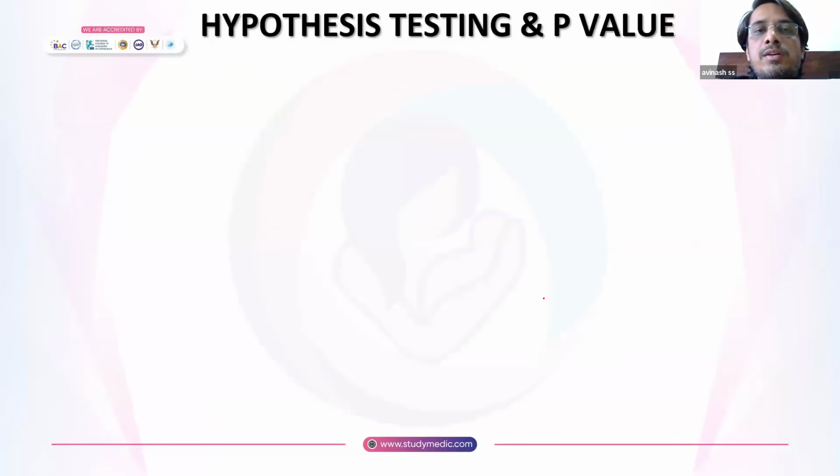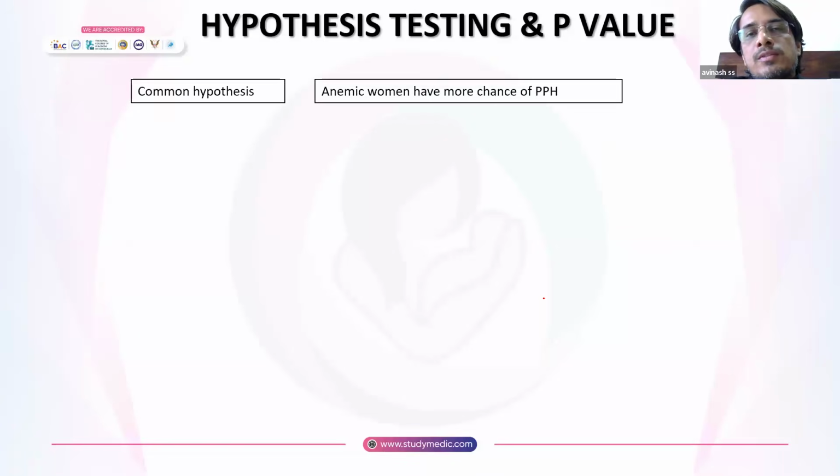Now that the estimation part is over, we will see what hypothesis testing is. So you know what is a hypothesis? A hypothesis is a statement that we make by virtue of our observation or expertise or experience or our thinking. For example, we observe in the antenatal ward that anemic women are having more PPH, postpartum hemorrhage. That is our observation, a statement we make based on a scientific principle.